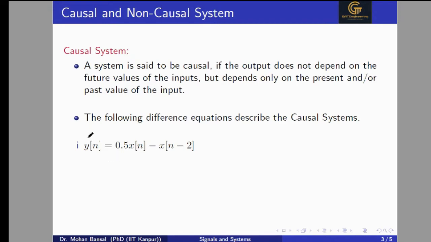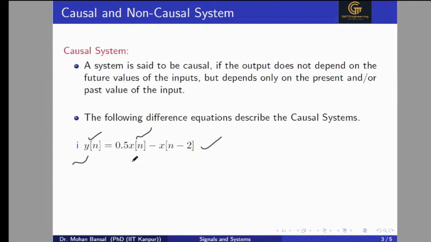A system is defined by y[n] = 0.5 x[n] - x[n-2]. This equation is called our system because x[n] is our input signal and y[n] is our output signal. So here the output signal y[n] is defined in terms of the input signal. Now we will have to check its dependence on time, whether it depends on the future value, past value, or present value.